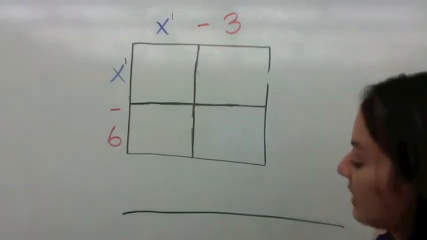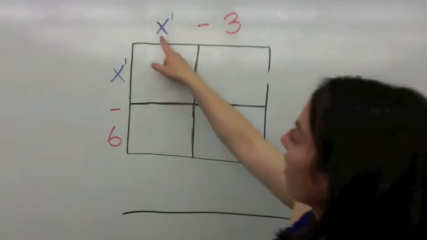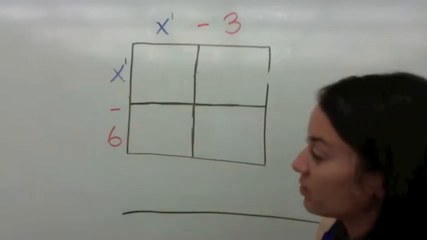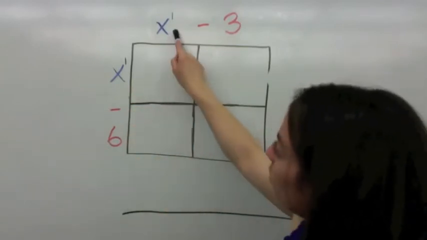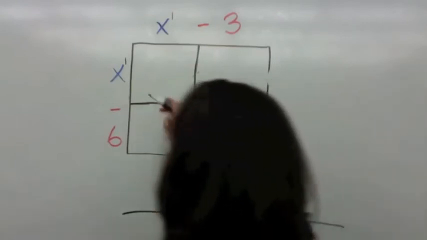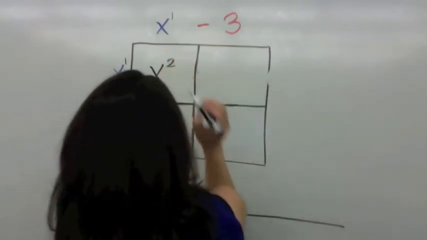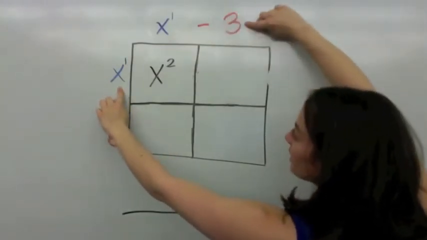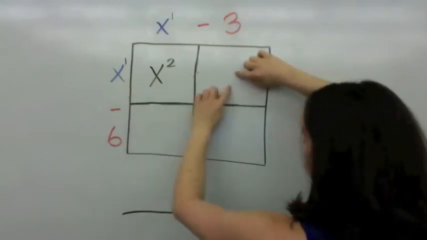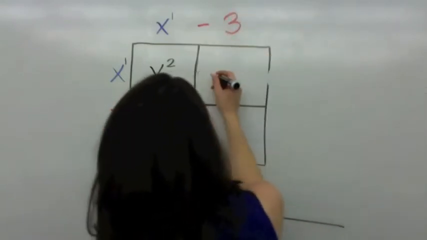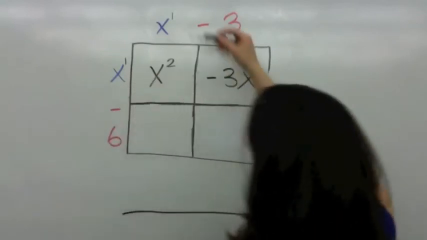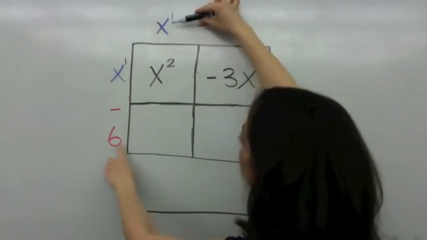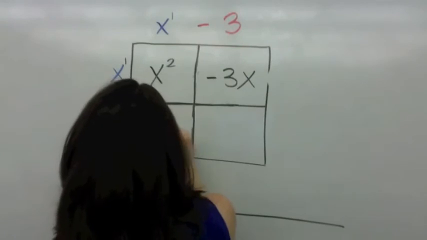Let's do another example. In this example, you have x minus 3 multiplied by x minus 6, and these have two terms, so they're binomials. We're going to use the first square. What is x times x? We know x times x is x to the power of 2, or x squared. Now we're going to use the top. Negative 3 times x is negative 3x. Next, x times a negative 6 is negative 6x.